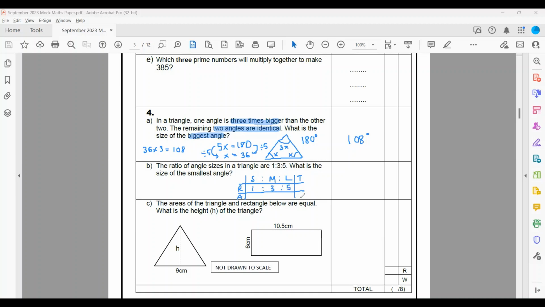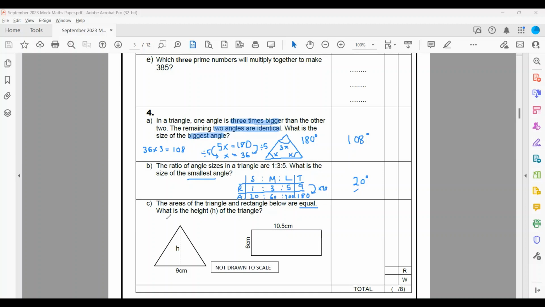We know the total number of degrees in a triangle is equal to 180, and our ratios add up to 9, and 9 goes into 180 20 times. So your smallest angle will be 1 times 20, which is 20, medium angle, 3 times 20 will be 60, and largest angle, 5 times 20 will be 100. And when we add those together, they come to 180. They have asked us for the size of the smallest angle, so we can look here and we can see it's 20 degrees.